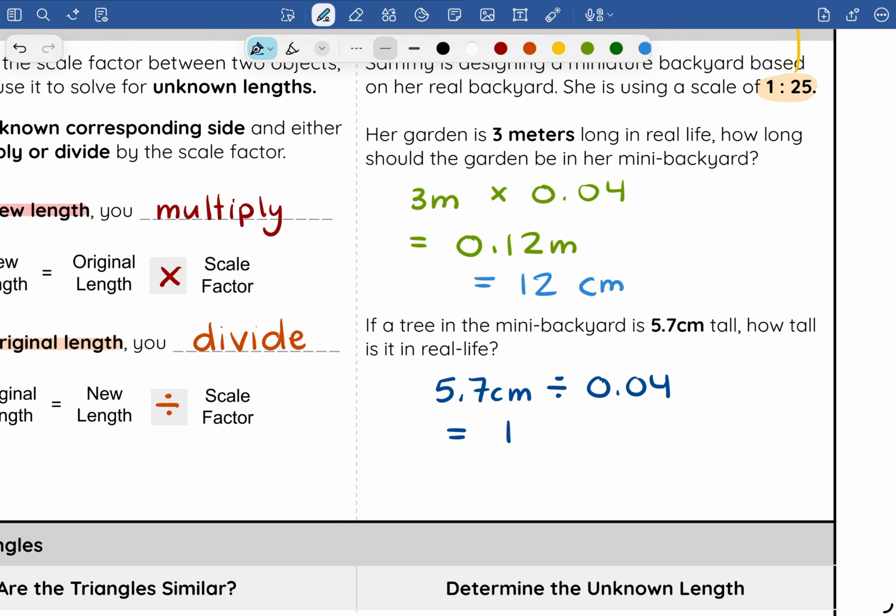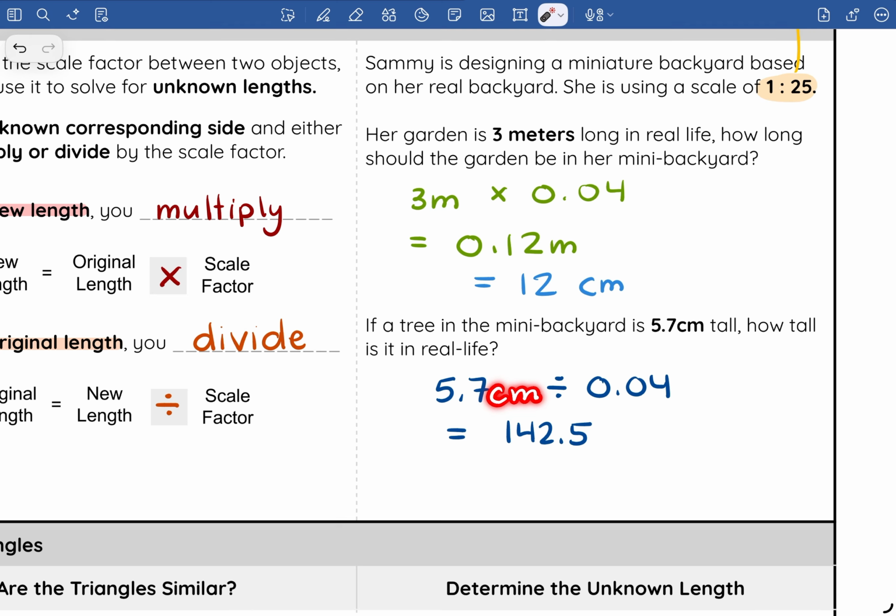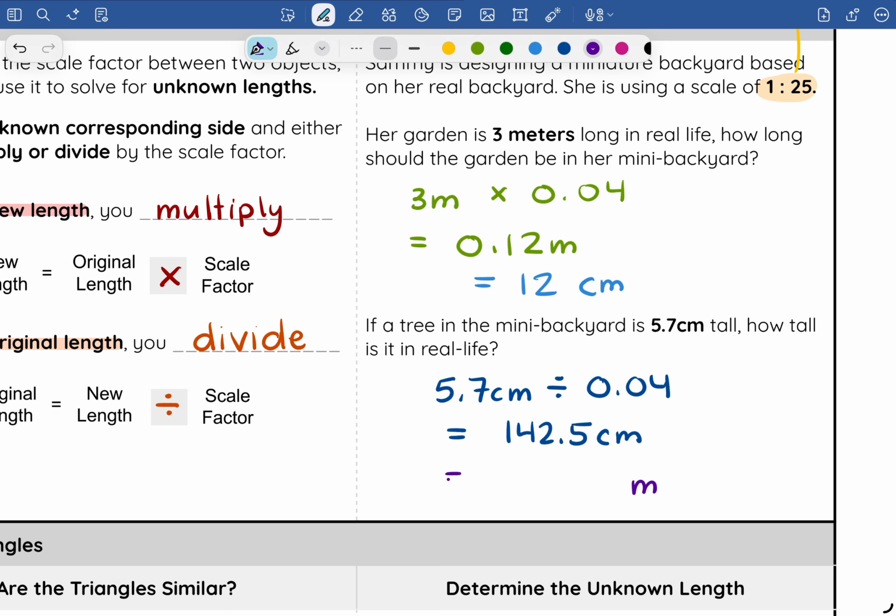We'll get our number and we'll see what happens for our units. This will tell us that it's 142.5. And again, because we put centimeters into our equation, we're getting centimeters out of our equation. But if you're picturing a tree in real life, we would probably want to measure it in meters. And so in order to do that, we will divide by 10 twice, which will move the decimal place right here.